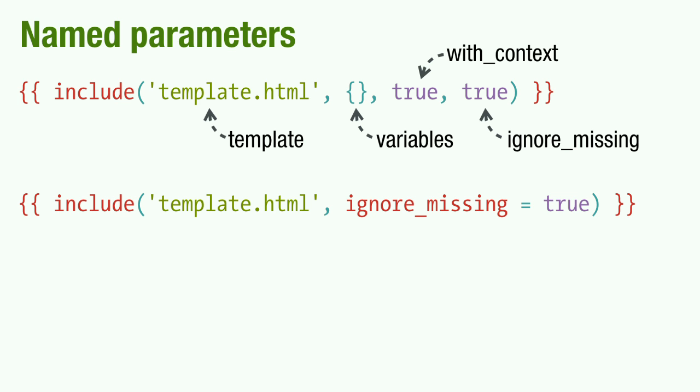So here, the first example, I want to ignore the missing template. And that's the last argument. So I need to put the default empty variables, and with context, you need to know that true is actually default. And then I can say, okay, I want to ignore the missing template. So that's the first problem. The second one is you're not very explicit, which means that if you don't know the signature by heart, and I don't know the signature by heart, with the empty array and then true, you don't know what that means, right? True, that doesn't mean anything, right? So what you can do instead is you can use named arguments, and then you don't need to take care about the default ones. You can say ignore missing equal true, and I think the second one is more explicit and much better than the first one.